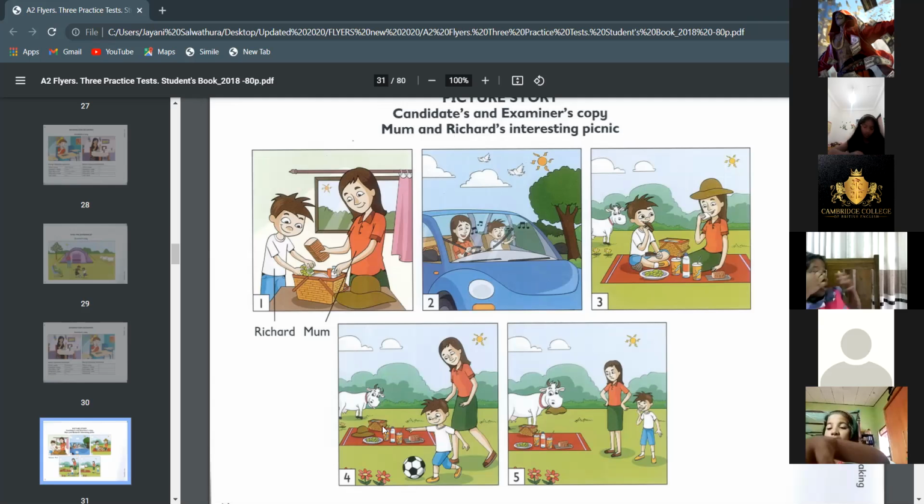Cow is looking at mom's hat. Ona mom ge hat ekak diha balagena innawa. It's a passive picture, number 5. The cow is eating mom's hat. Richard is laughing. Can you understand?